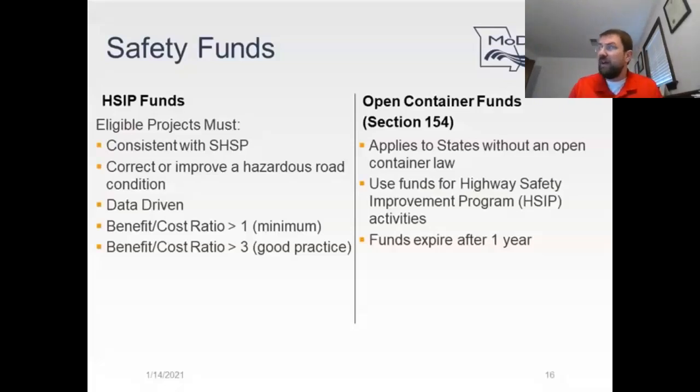We also have Section 154 funds, or open container funds. This applies to Missouri because we do not have an open container law. And so there are specific federal funds that need to be geared towards safety improvements. Anything that is, or activities associated with the Highway Safety Improvement Program are eligible for these funds. So if it's eligible for HSIP funds, it should be eligible for open container funds.